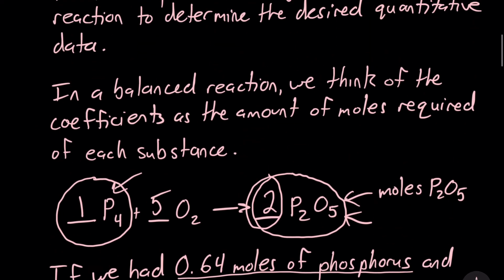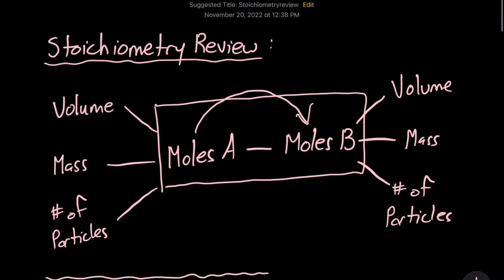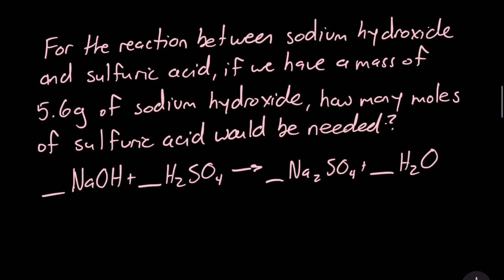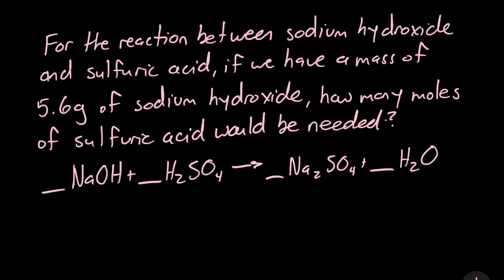So in our first one, we just did one conversion from moles of A to moles of B, and this next one we'll do one more step, I believe. So it says, for the reaction between sodium hydroxide and sulfuric acid, if we have a mass of 5.6 grams of sodium hydroxide, how many moles of sulfuric acid would be needed?